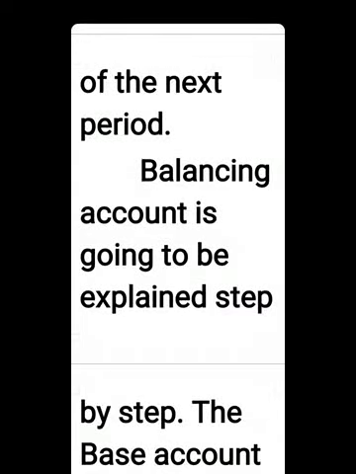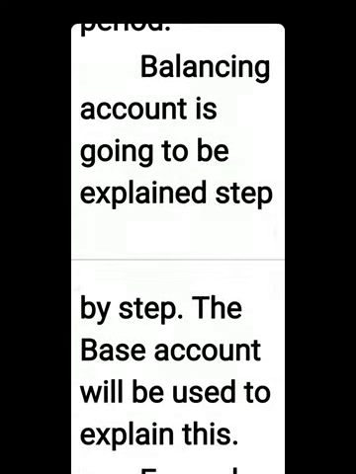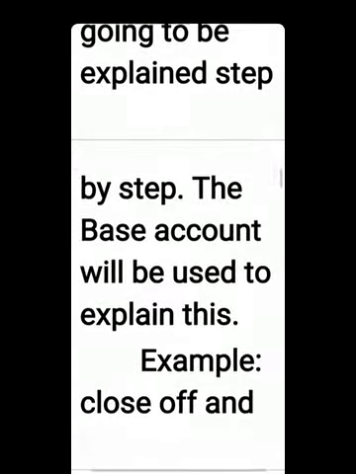Then balancing account is going to be explained step by step, so that you will understand. Because when you balance the account, that is what you now use for the trial balance. The trial balance is what you use for the statement of profit and loss account, and the trial balance is also what you use for the statement of financial position. Now, we are going to use the base account to balance account so that you will understand what we are talking about.